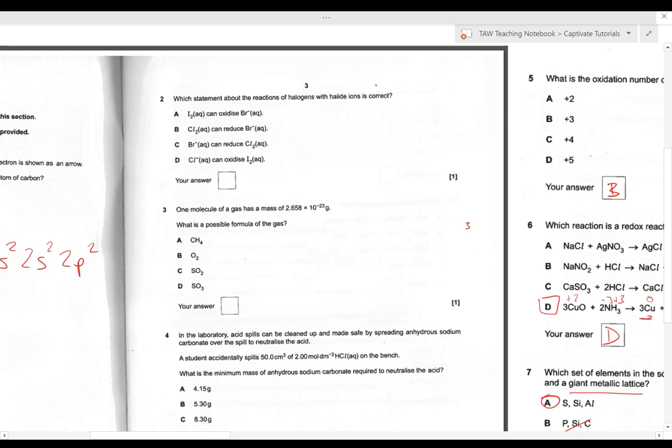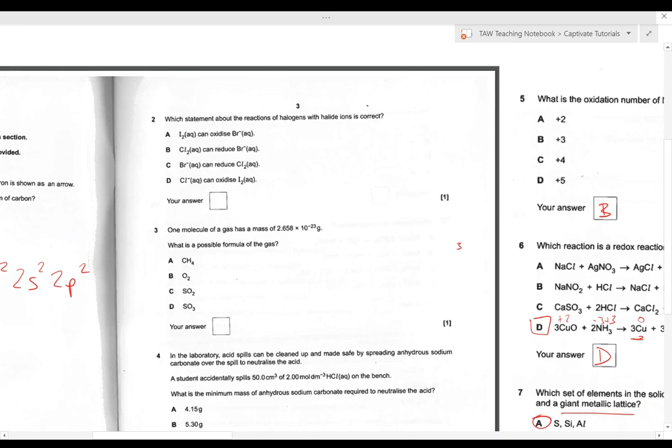Moving on to question 2. So we're looking at some displacement reactions of halogens. The easiest way to think about this is to think about these ions as being part of another compound, so potassium bromide, and ask ourselves, would iodine displace potassium bromide? The answer is no, because iodine is less reactive than bromine. So look at Cl2 plus KBr. So this reaction would happen.